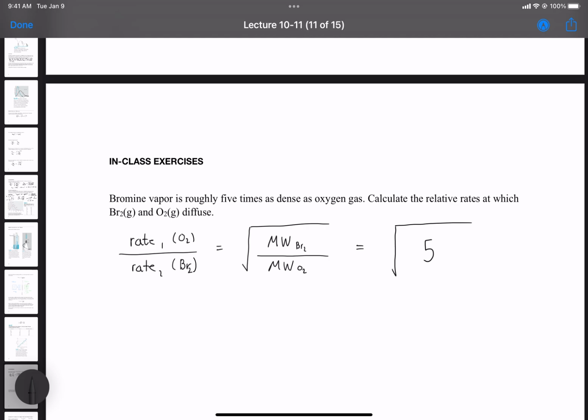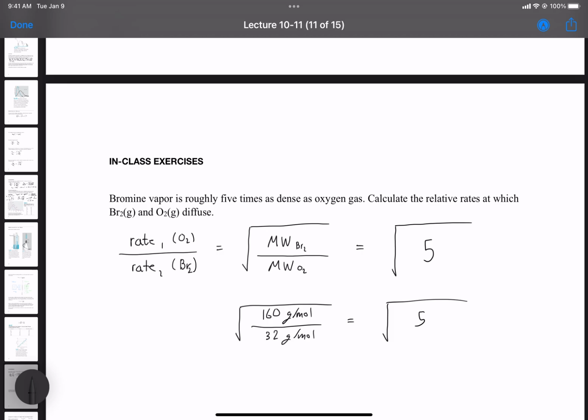So if we just show that it equals square root of 5 here, we could say, all right, square root of, so the molecular weight of bromine is about 160 grams per mole. We're not going to be exactly exact here. And then oxygen is about 32 grams per mole. Okay. So if we simplify that fraction here, it's 160 divided by 32. That's 5, right? So that will equal square root of 5. So we know that's going to be true.